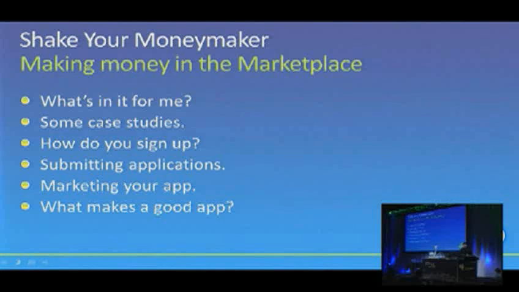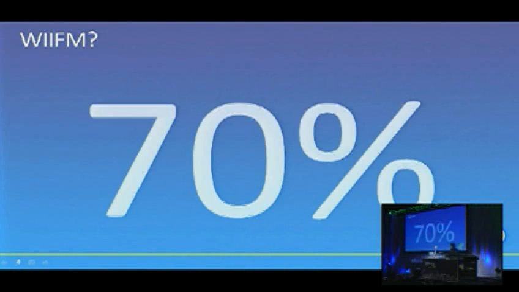Okay, so what's in it for me? It's pretty straightforward. 70% of every dollar you make selling your application is yours. That's it. You get a check at the end of every month for 70% of the total sales.